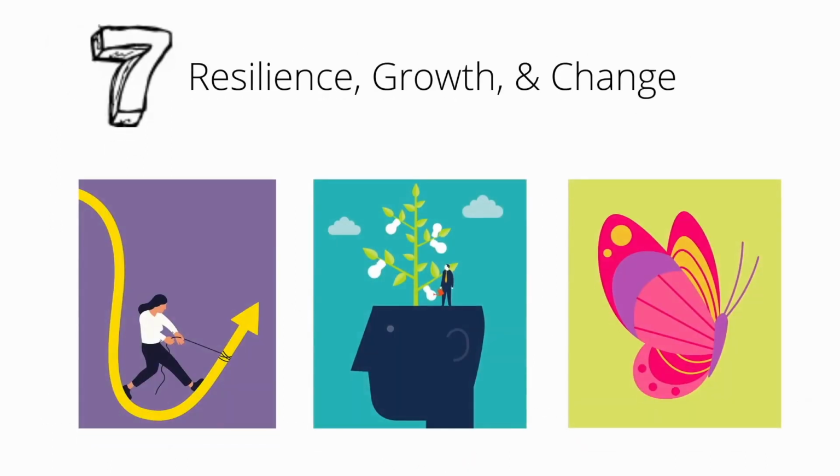Step 7. Resilience, growth, and change. Taking a strengths-based approach. Recognize individual and collective strengths in the classroom. Practice compassion by conveying warmth and support in your students. Most importantly, be patient. Remote learning is a new phenomenon that students are only beginning to understand.